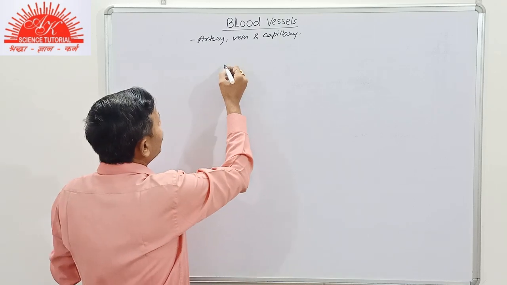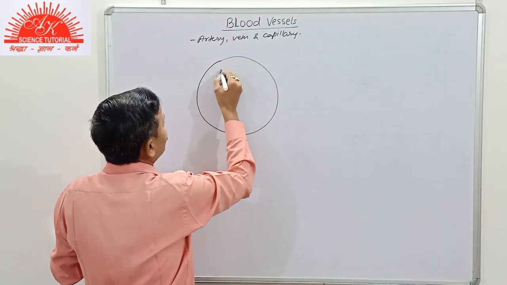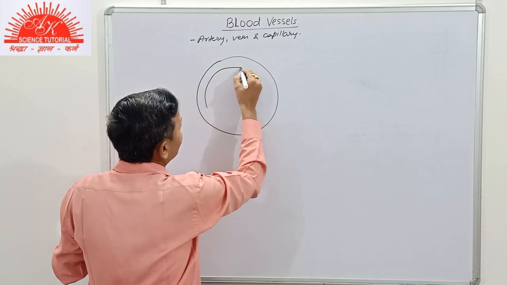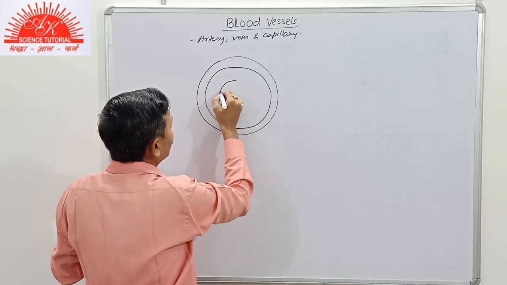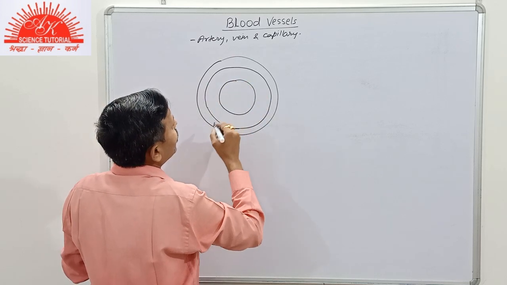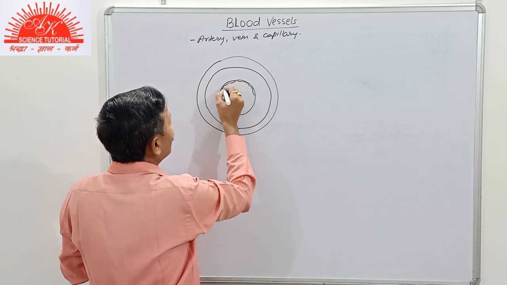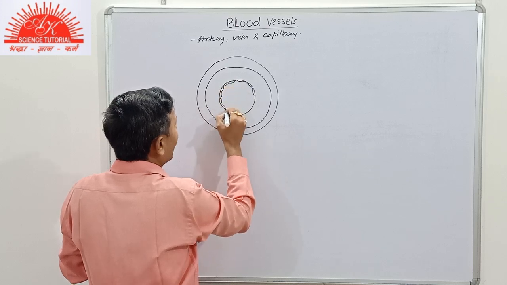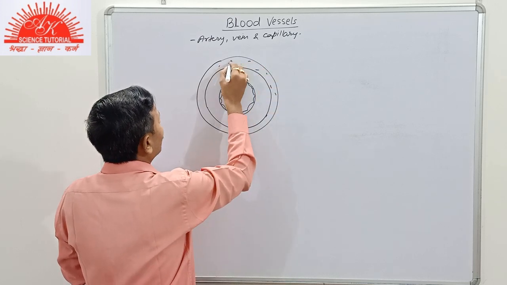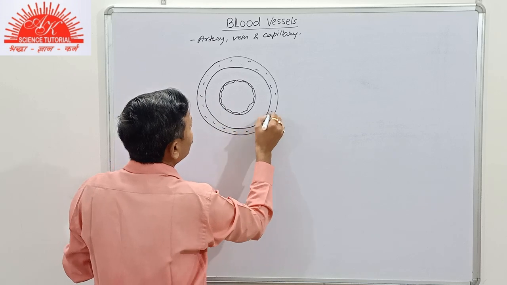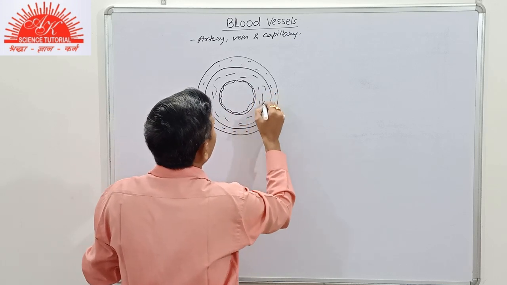First of all, we draw a diagram for the comparative study of artery and vein. Now, in artery, there is a thick connective tissue layer, a thick muscular layer, and on the inner wall there is just a single layer of epithelial cells termed endothelium. Here, this is the elastic wall, and this is the muscular layer, the middle layer.